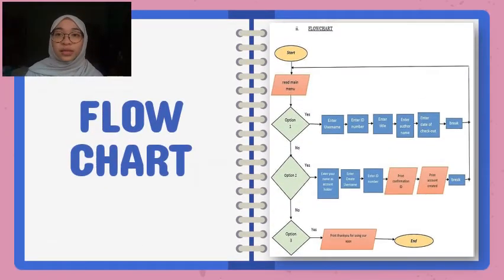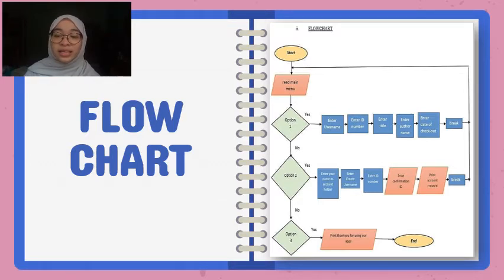Okay, now we will go to the flowchart. As we can see in the flowchart, we have 4 types of symbol, which is oval, parallelogram, diamond, and rectangle. We use oval for start and end, parallelogram for inputs and outputs, diamond for the choices, and rectangle for the processes. In the flowchart, we use switch, control structure, and looping.